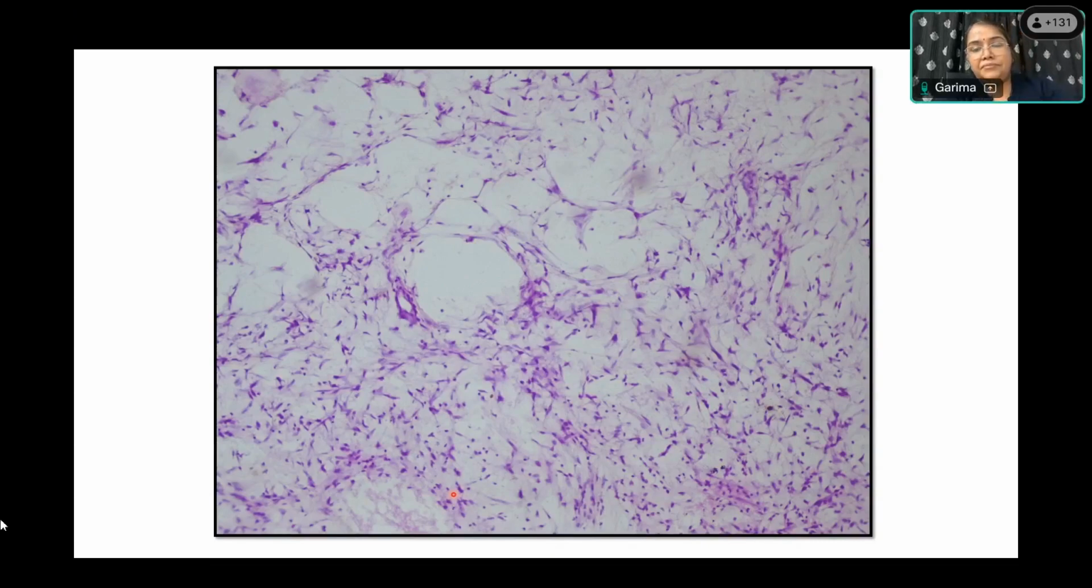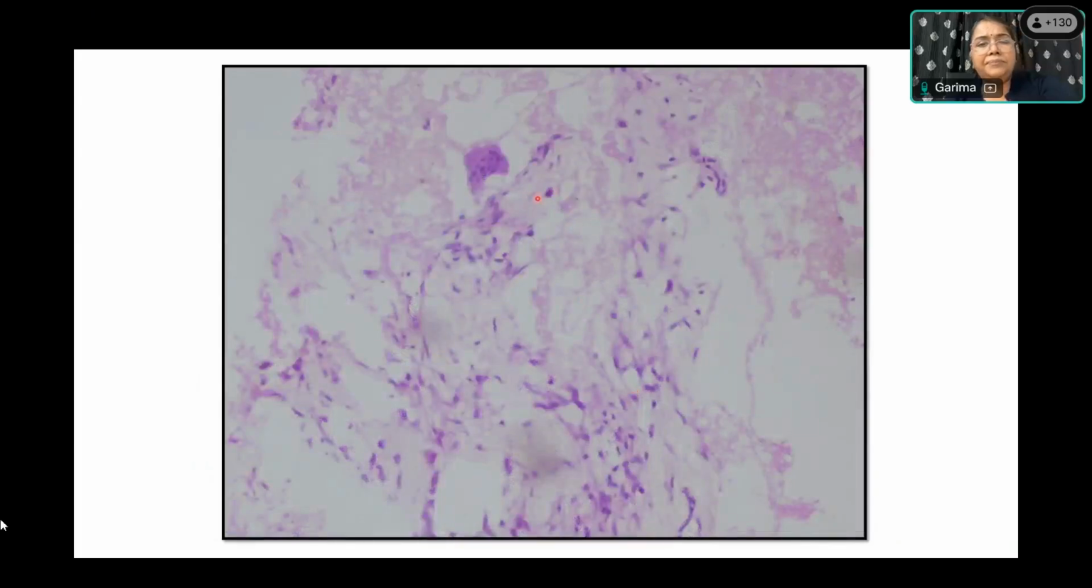It is a soft tissue tumor showing spindle cell morphology. Very good. Showing stellate cells, spindle to stellate cells, and in between a few clear spaces. Okay. So it is a myxoid tumor and you are seeing these stellate cells.